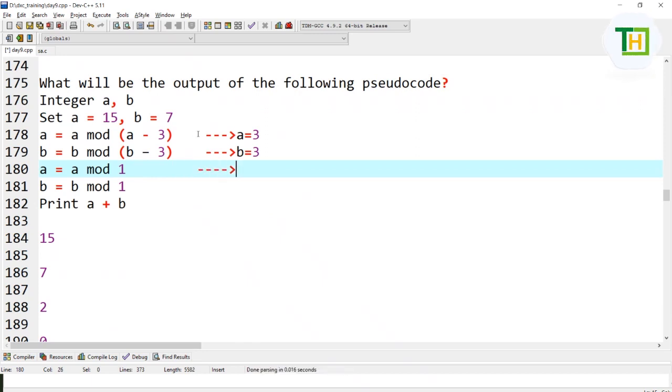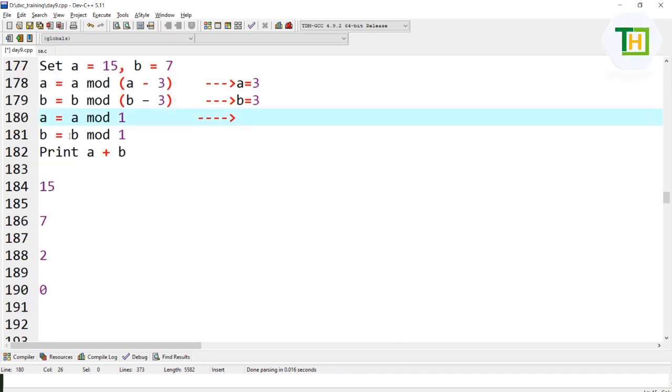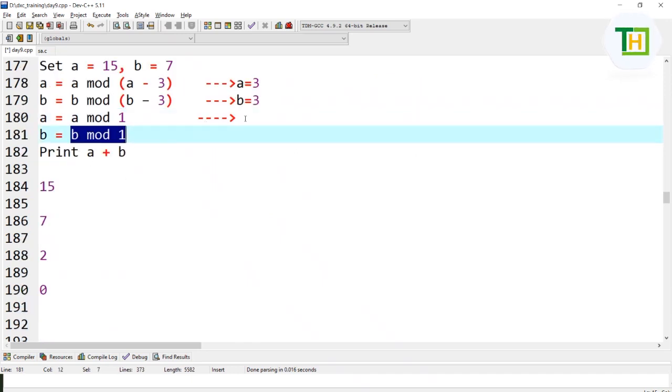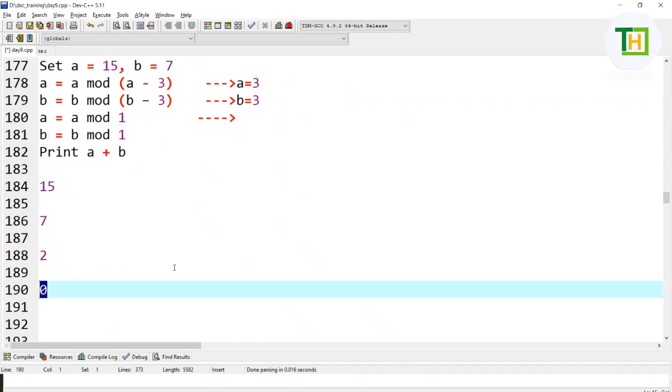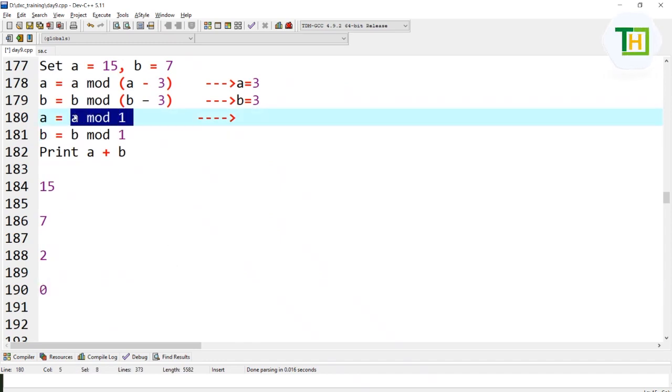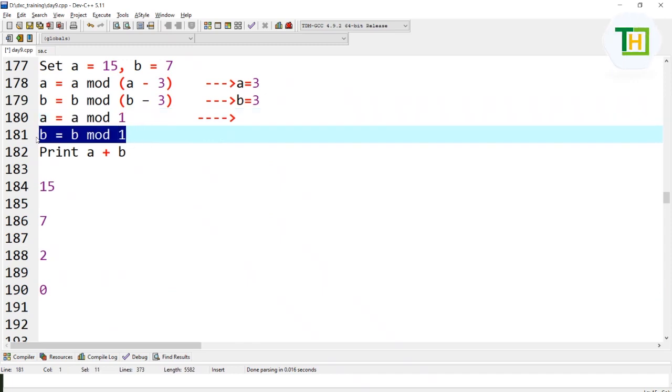Then A is equal to A mod 1. Anything is divisible by 1, right? Then the mod means the remainder is 0. And B mod 1, that is also remainder 0. Then A plus B, the answer is going to be 0 here. Anything is divisible by 1, then the remainder is always 0. A is 0 and B is also 0. Then the answer is going to be 0.